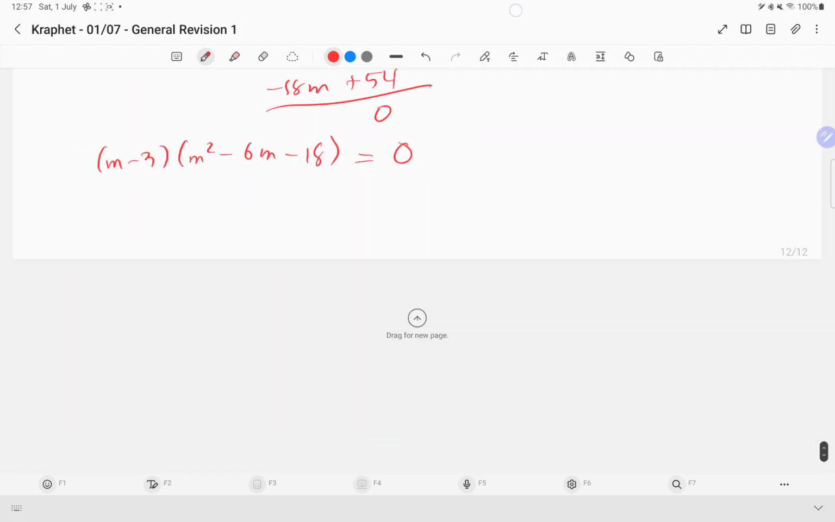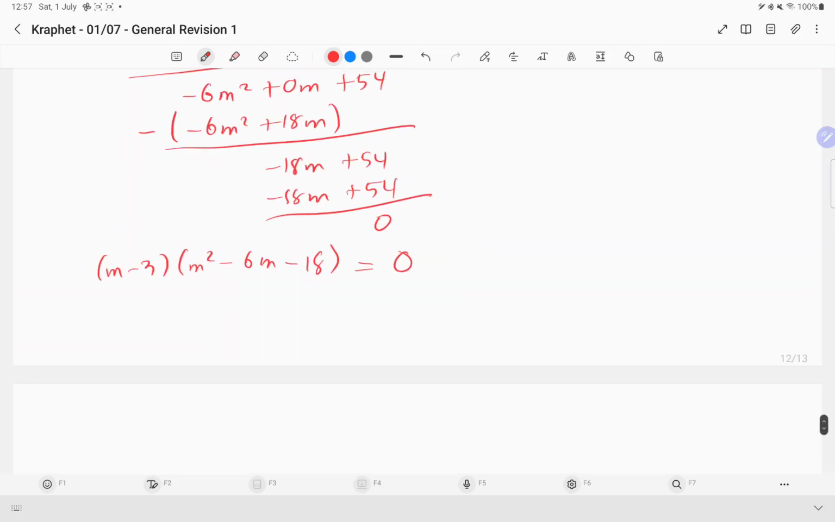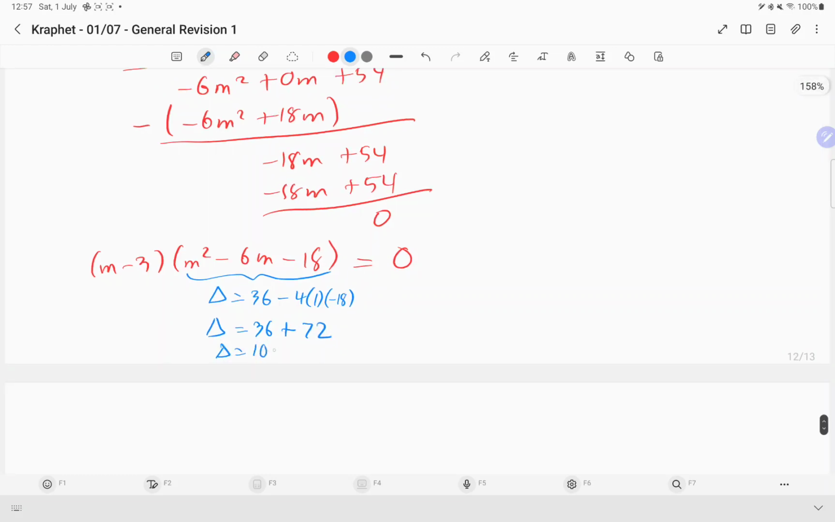So factors of 18 that add up to negative 6, is 2, 9. Okay, again, for this one here, I will go check the discriminant first. Discriminant would be b squared, which is 36, minus 4 times 1 times negative 18. Yeah, okay, we can minus 4ac. Yeah, we can do this one. So 36, and 4 times negative 18 is plus 72. So the discriminant is 108.